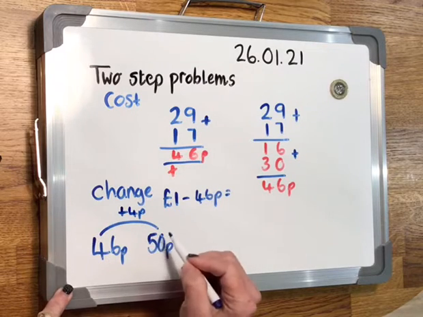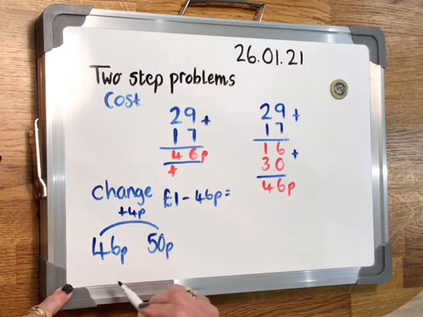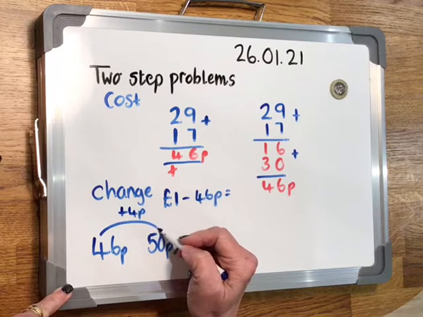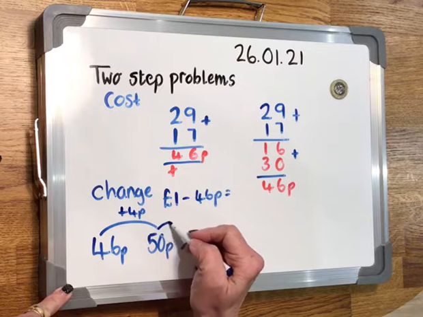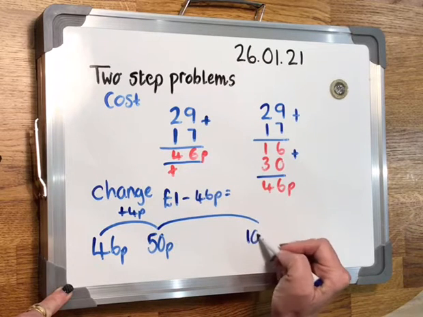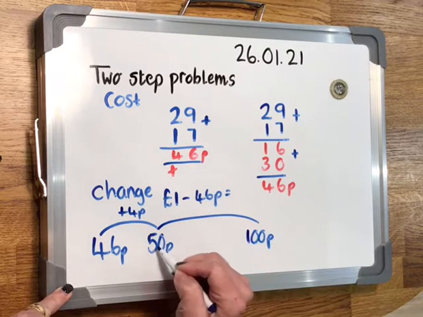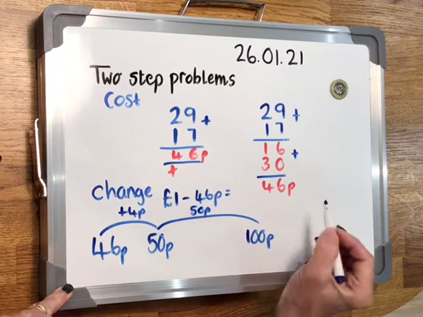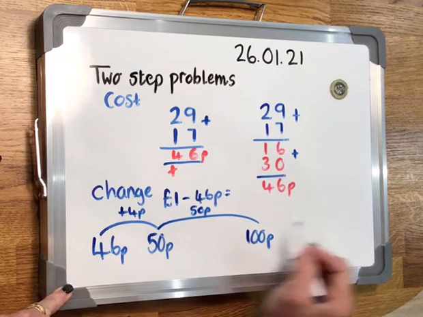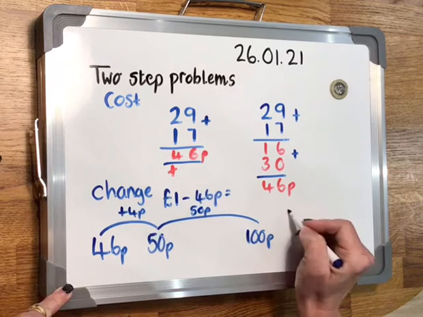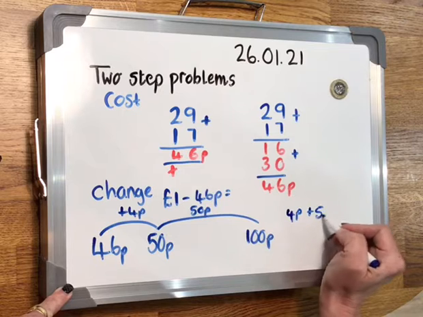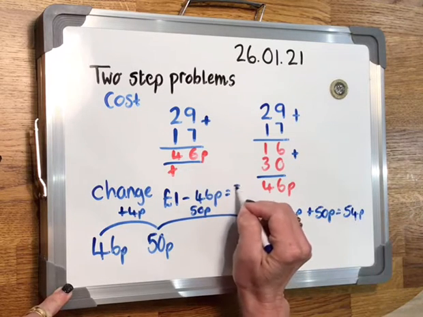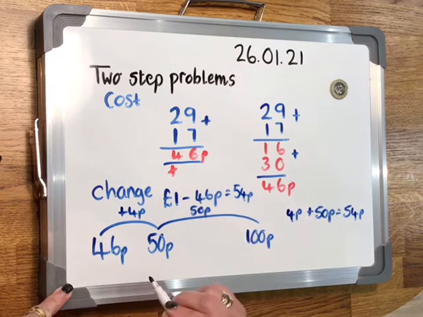So 46 add 4, because 6 add 4 is 10, that makes a 0. And then I want to get on to a pound, which is 100. I'm going to do this in one jump because I know that 50 add 50 is 100, but I could do it in lots of jumps of 10. So let me add up my jumps. I've got a 4p plus a 50p, and that equals 54p. So I'm going to get 54 pence change.